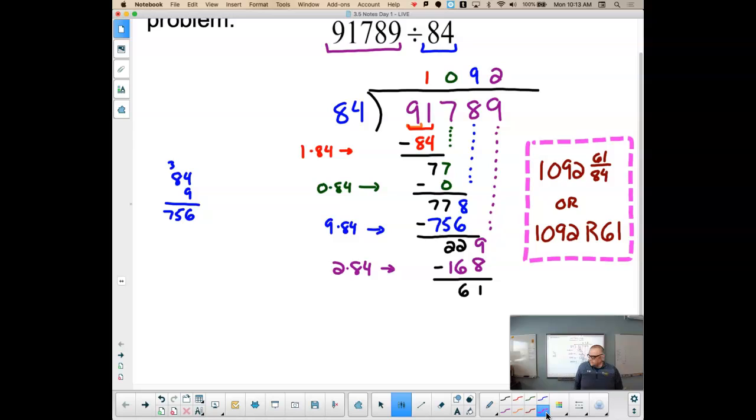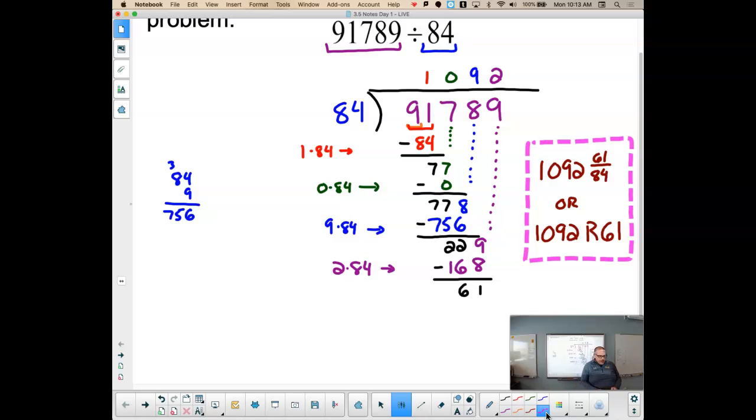Love it. Okay? Questions, comments, concerns, clarifications on long division? Okay, is that remembering some things? Things coming back to you a little bit here?